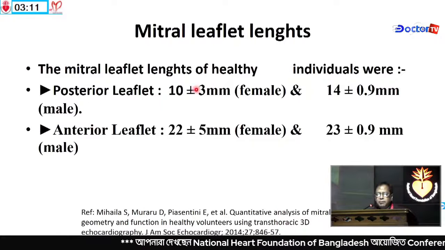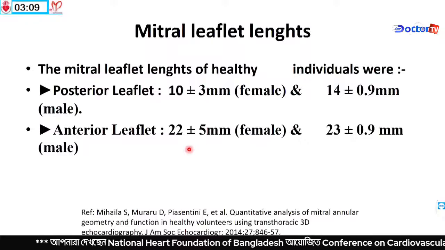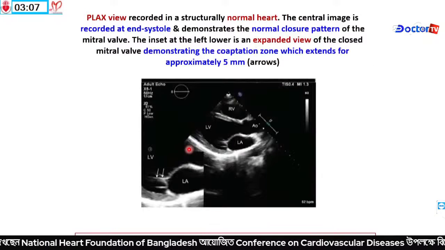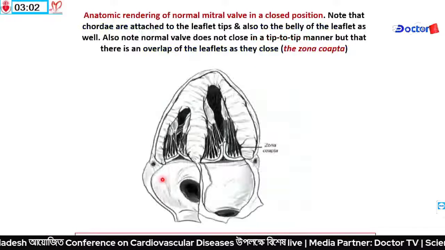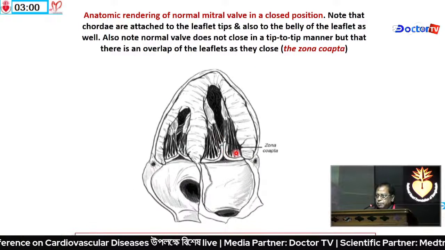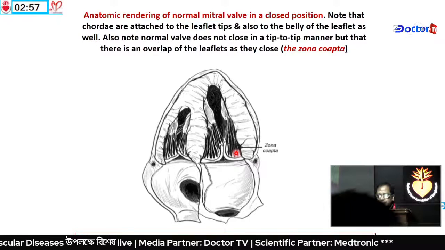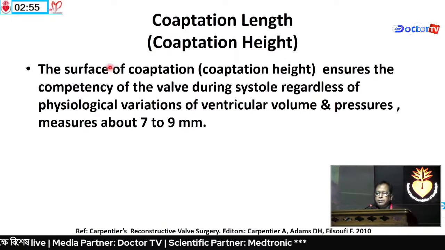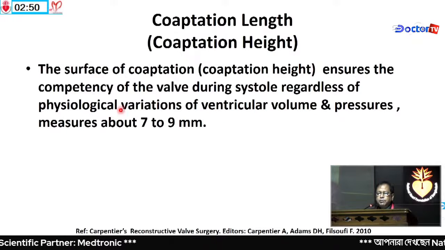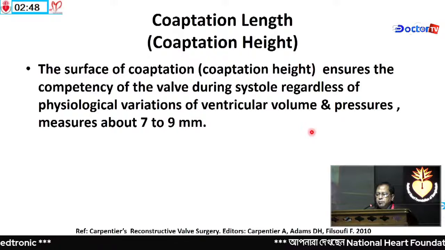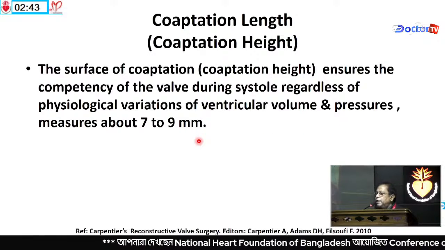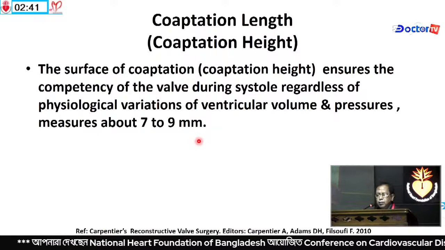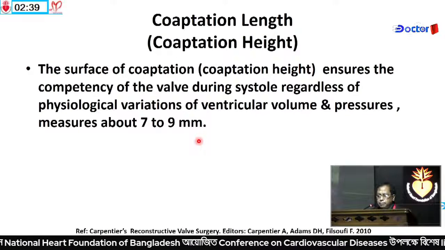And this is the length of the posterior leaflet 10, anterior leaflet 22 for normal individuals. And this is another picture of the coaptation height or zone of coaptation. This is the pictorial to see the zone of coaptation, very important. So I have emphasized it by several slides. The surface of coaptation ensures the competency of the valve during systole, regardless of physiological variations of the ventricular volume and pressures, and measures 7 to 9 millimeters. And for the surgeons, their target is to maintain this coaptation height within 7 to 10 millimeters.